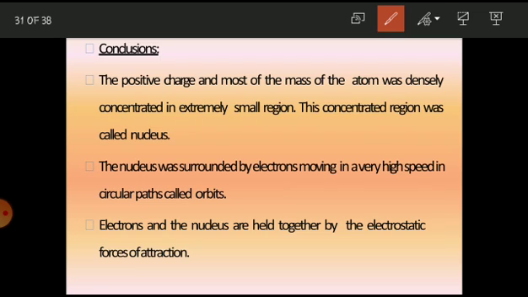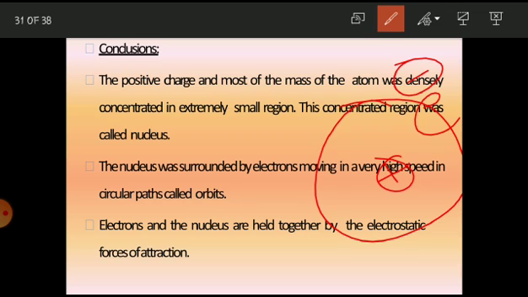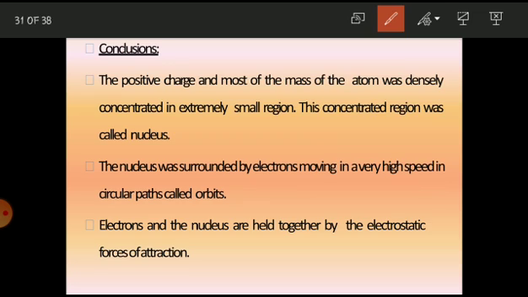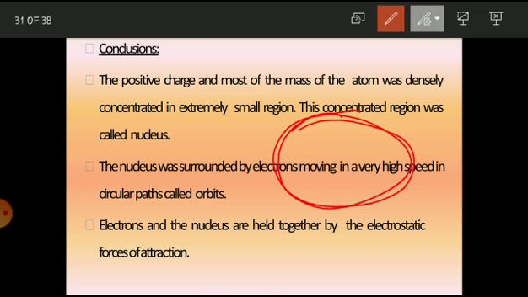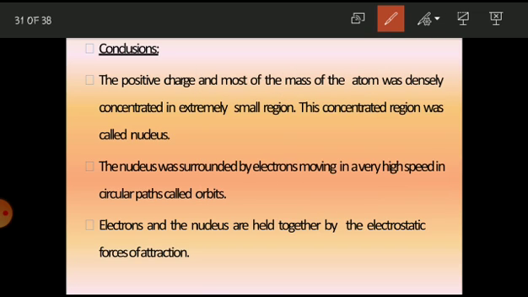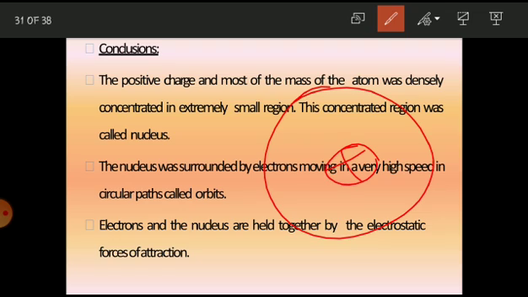The nucleus was surrounded by the electrons moving at a very high speed in circular paths called orbits. So he said that the nucleus is present at the center, and electrons are revolving around the nucleus, okay, fine, with a high speed in a circular path. This is a circular path, and this circular path is called an orbit. Next, electrons and the nucleus are held together by electrostatic force of attraction.